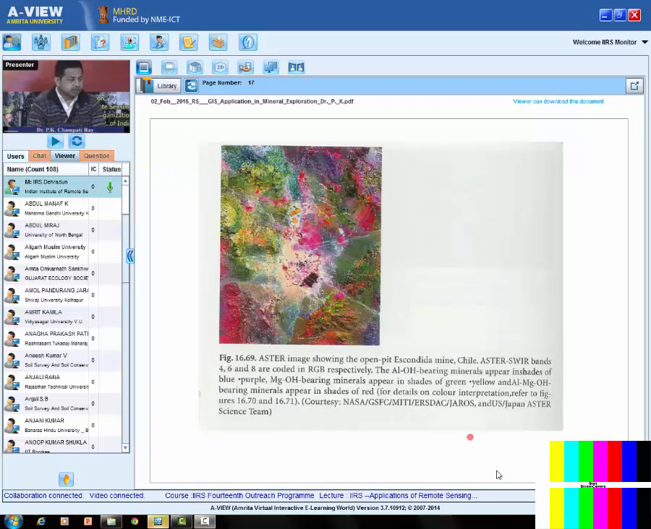Now this is the ASTER image, and as you know, ASTER has a large number of bands which are geologically very significant. In the case of the Escondida mine in Chile, the data has been analyzed, and you can see the aluminum hydroxide bearing mineral appear in shades of blue and purple, MgOH bearing mineral appears in shades of green and yellow, and AlMgOH bearing minerals appear in shades of red. Such discrimination is possible, and this is one of the areas where vegetation is very, very low. So that's the reason that greater detail of element composition could also be interpreted.